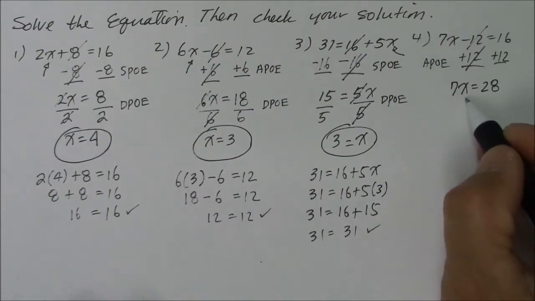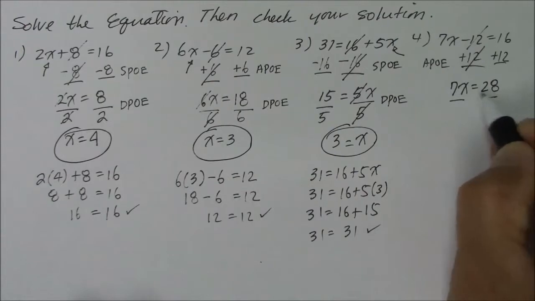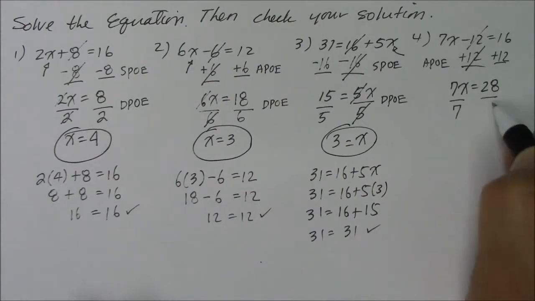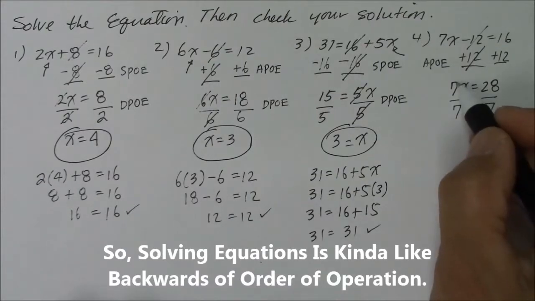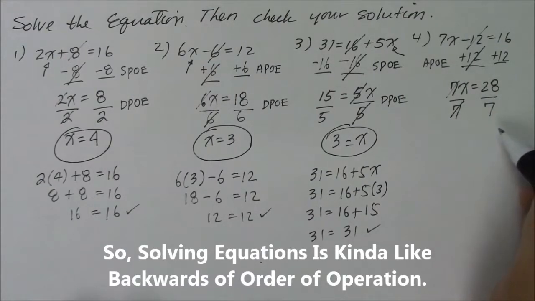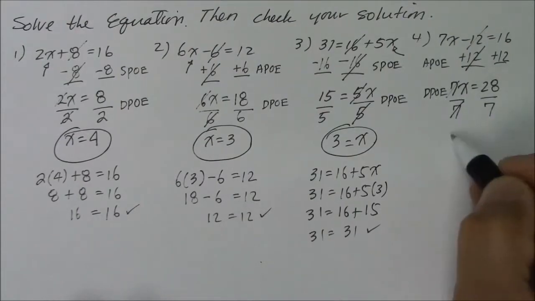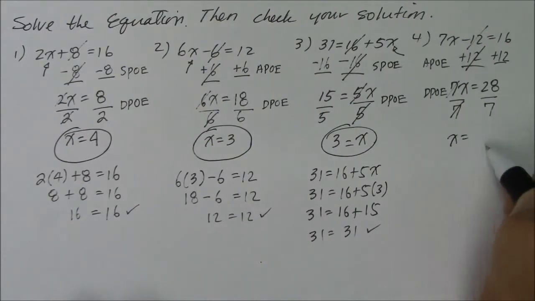And how do you solve for x now? You're going to take that 7 coefficient and do the inverse of multiply. So we're going to divide 7 on both sides. So 7 and 7 simplify. And you use the division property of equality. So therefore, x is equal to 28 divided by 7, which is 4.